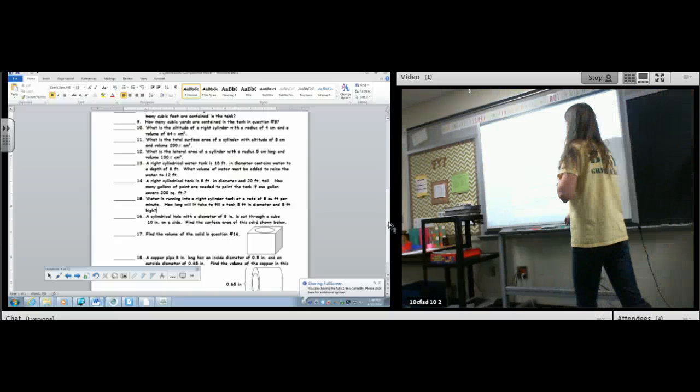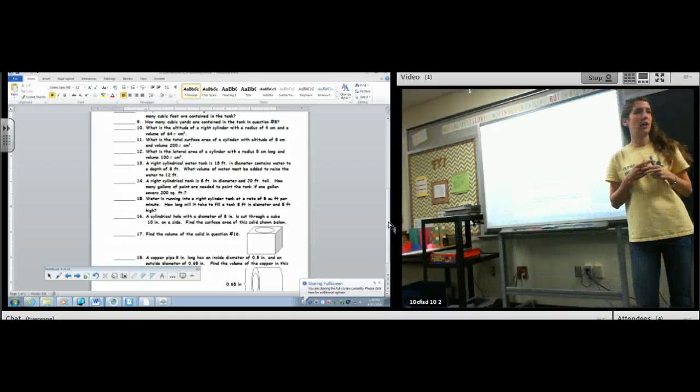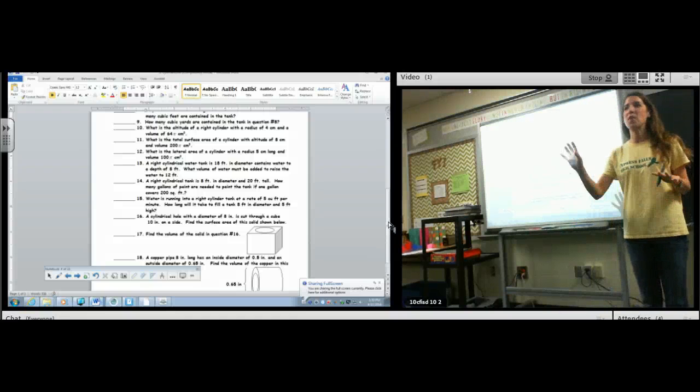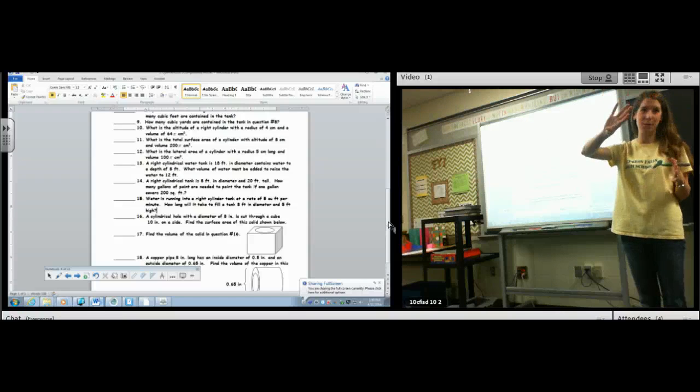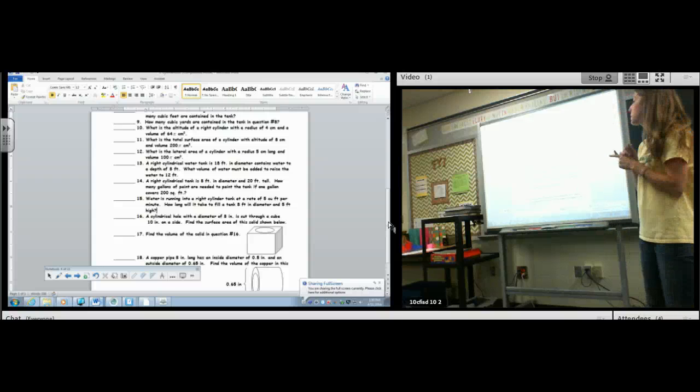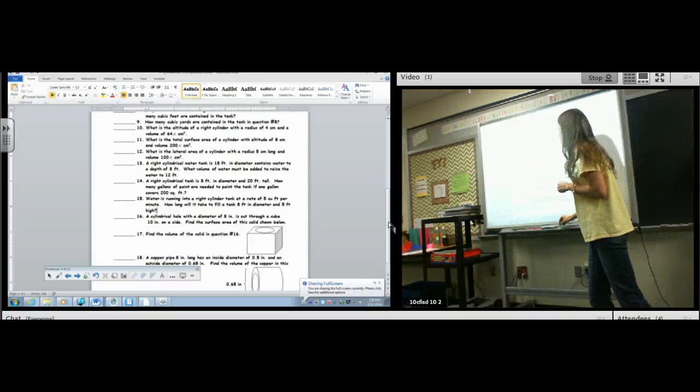So when you're painting a tank, is it volume or surface area? Surface area. We are not pouring paint cans into the tank. We are painting the tank. So let's find the surface area of a cylinder.